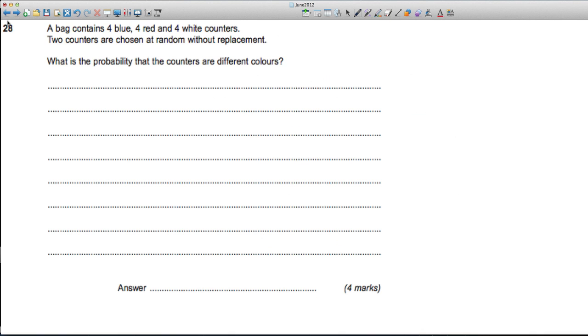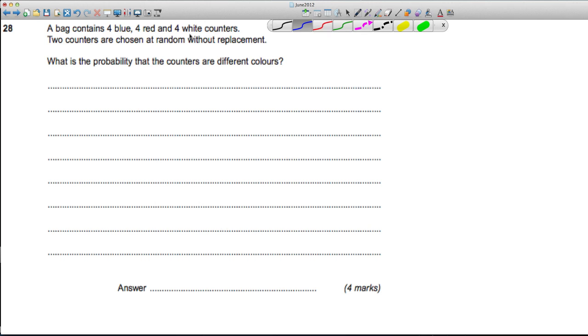Okay, and question 28. A bag contains blue, red and white counters, 4 blue, 4 red, 4 white. 2 counters are chosen at random without replacement. What is the probability that the counters are different colours? When you try to work this out in your head, it's all of a sudden a nightmare. If you actually draw out a tree diagram, it's the easiest thing in the world. So let's just do a tree diagram.